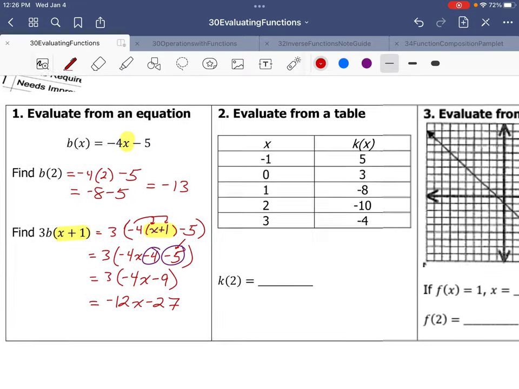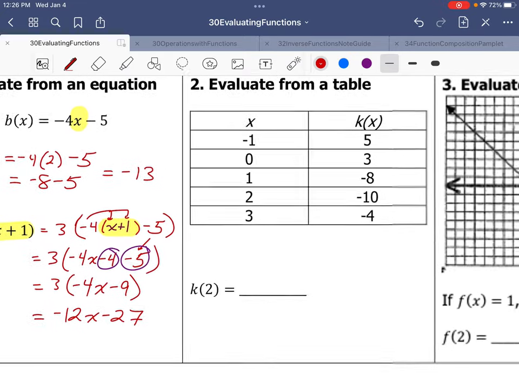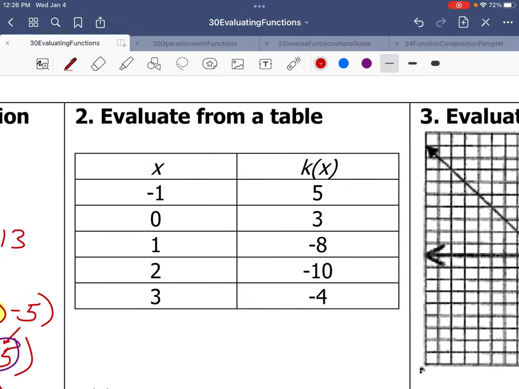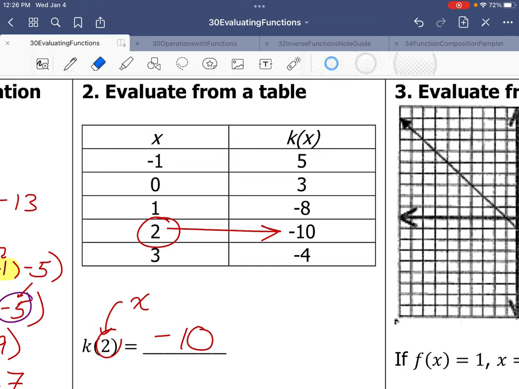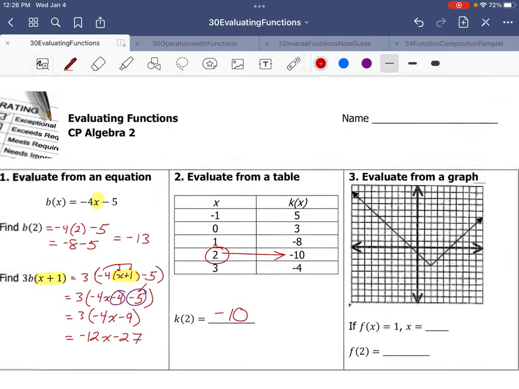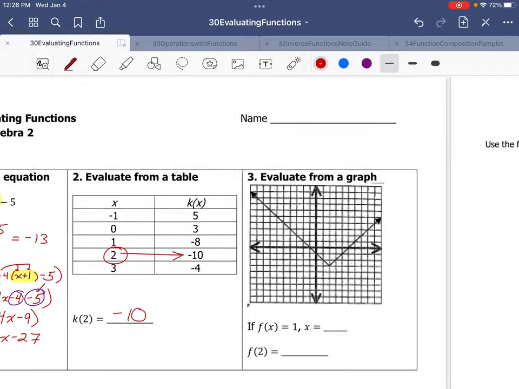Evaluating, finding the y value that goes with an x value. And we can also do that from a table. So if I see a table of x values and the resulting y values, it's actually pretty easy. As long as you understand that k of 2 means the x value is 2, and all I need is the corresponding y value that goes with it. So k of 2 equals negative 10. That's it. There's nothing else that you need to do with that problem.